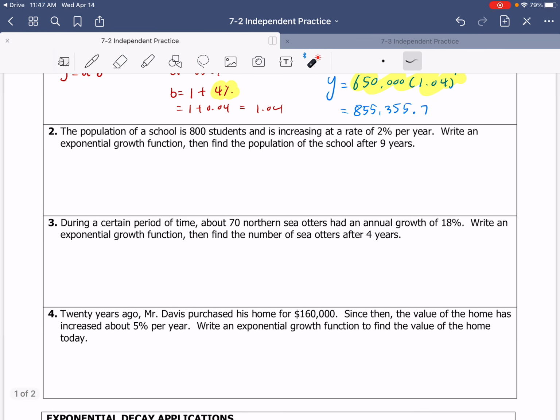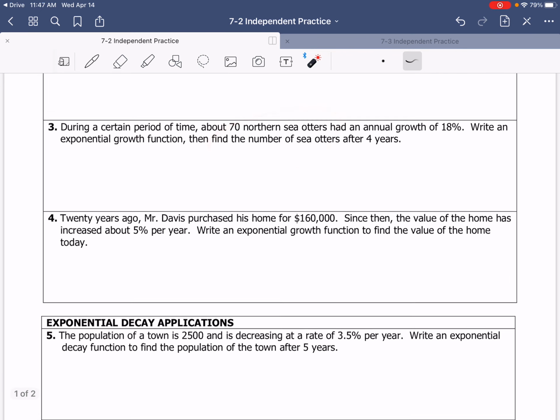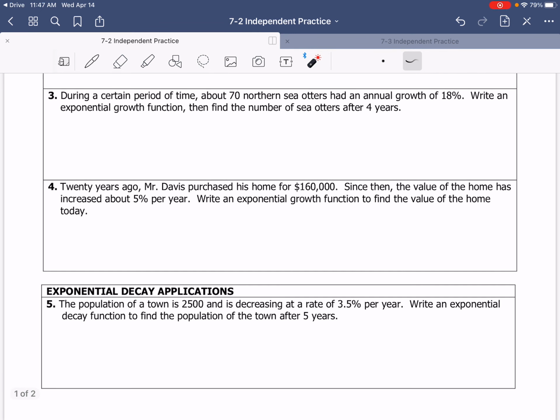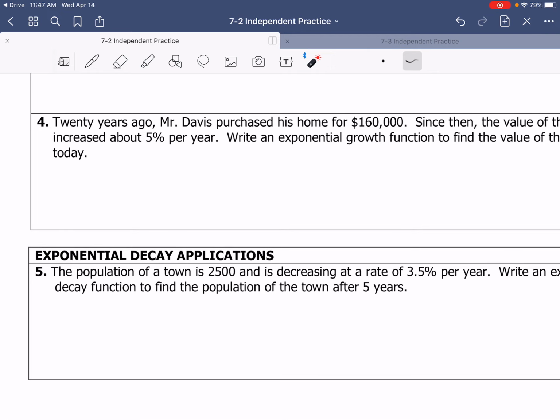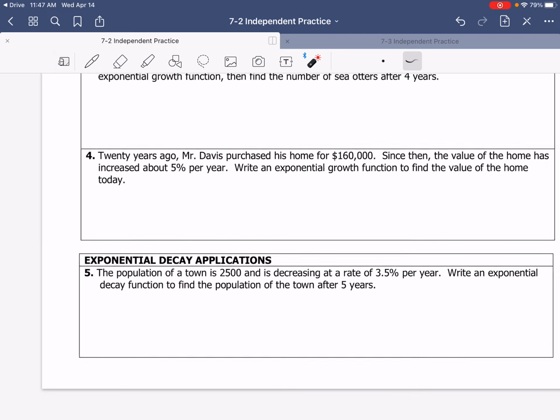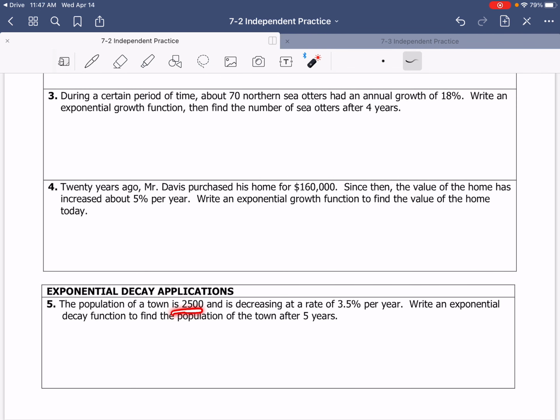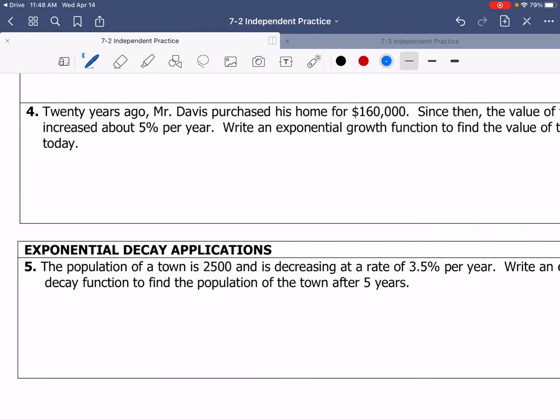So whenever you see population, that's an exponential equation. You can try this one by yourself, this one by yourself, and this one by yourself. Right? So let me go over this one. Now it's an exponential decay. The population of the town is 2,500, decreasing at a rate of 3.5% per year. So it's an old town, I guess.